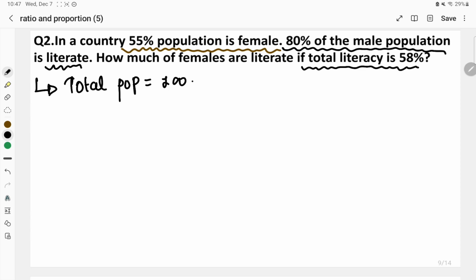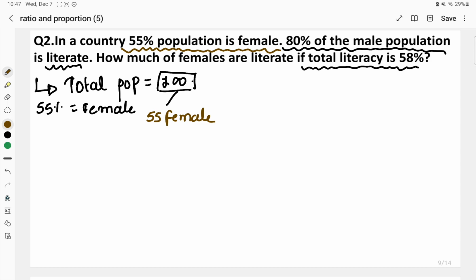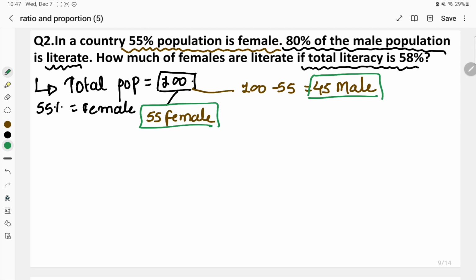Okay, so if we are considering the total population as 100, in the question what is given, 55% are female. So from 100 as the population, 55 will be females. Am I right? 55% are the female. 55% of what? 55% of the total population, which I have considered here 100. It means 55 will be female. So left out will be male. That is 100 minus 55. If we do, we get 45. This is total male. So from the population, what we can get is 55 are the female and 45 are the male candidates.